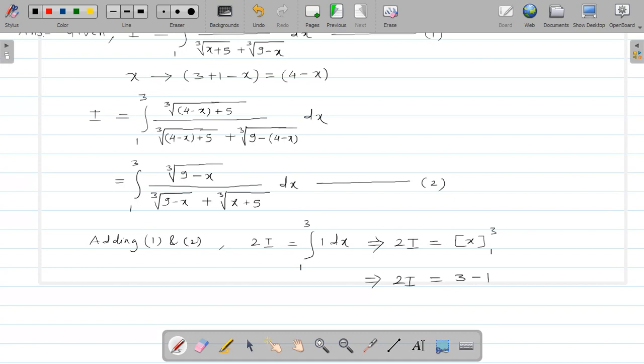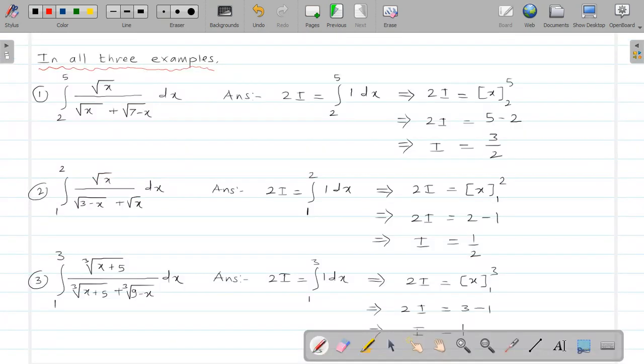Okay, and hence what will be the answer of I? I is equal to 3 minus 1, that is 2, upon 2, so you will get 1. So the answer of this integration is equal to 1. See, everywhere after adding we get the integration of 1 dx, and hence it is very easy to evaluate the integration, and you will get the definite answer, that is I is equal to 2 upon 2, that is equal to 1.